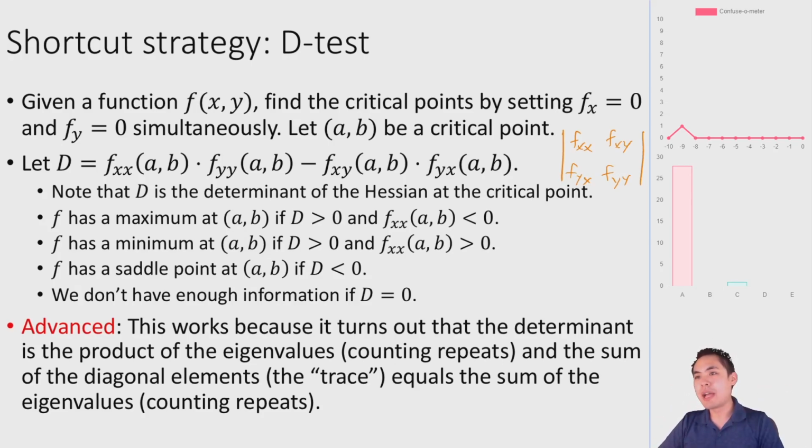And the other important fact is that the sum of the diagonal elements, the trace, is equal to the sum of the eigenvalues counting repeats. Now, I'm not going to prove this in this class. This is a very important fact about linear algebra, which we might use later as well.